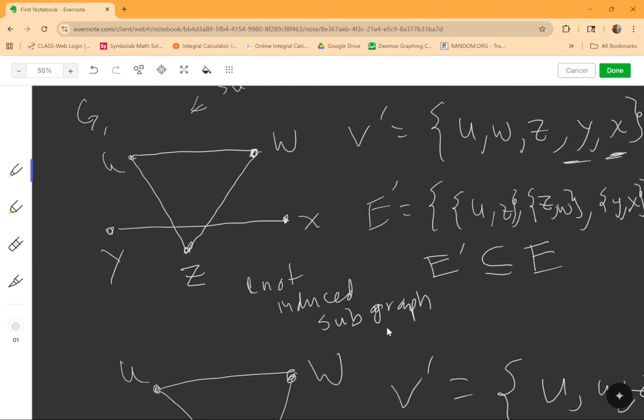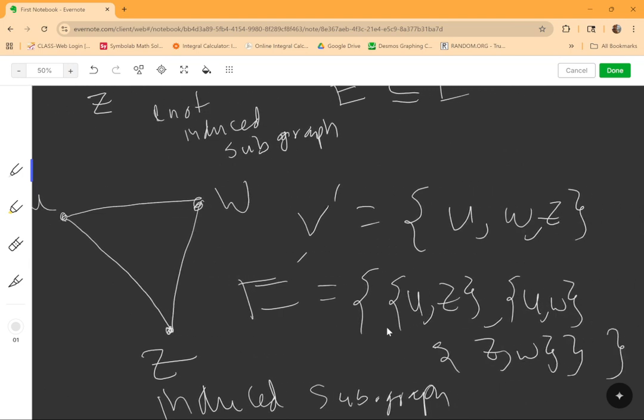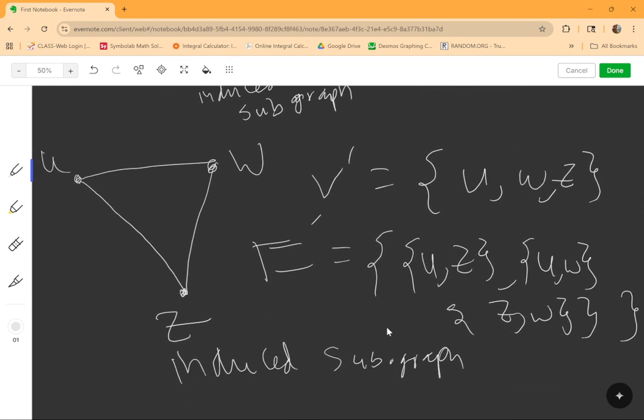Now what we can do to make it induced is to look at something like this. Now this is an induced subgraph. V prime is a subset of V, but not only that, the edges UZ, UW, and ZW are the only edges corresponding to the vertices U, W, and Z. So now we have a proper induced subgraph.